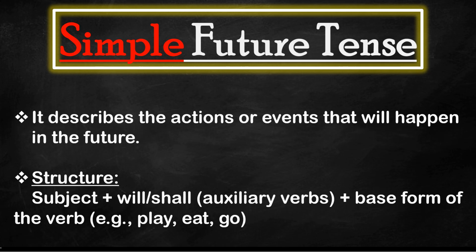So having described the picture study, let us now quickly learn about the types of future tense in details. Firstly, we have the simple future tense. It describes the actions or events that will happen in the future. And how is it formed? With the subject, you add will or shall, both of which are auxiliary verbs. And with that, you have to add the base form of the word, that is, will play, shall go, will eat, shall eat, etc.